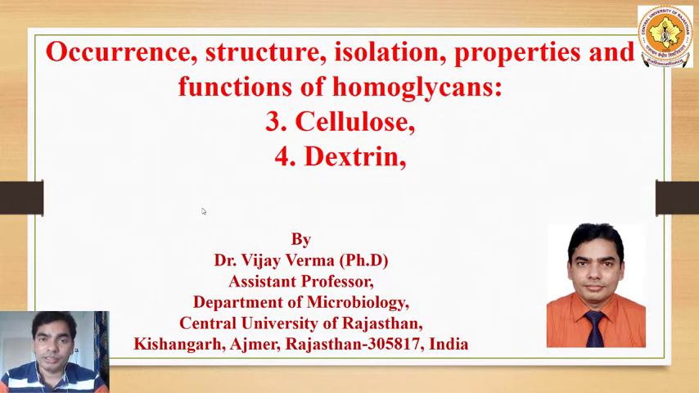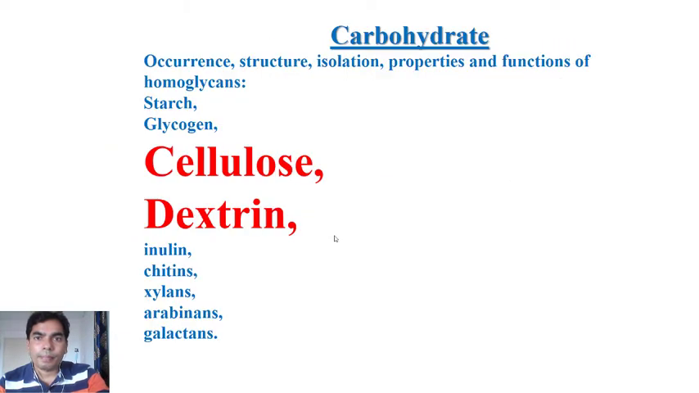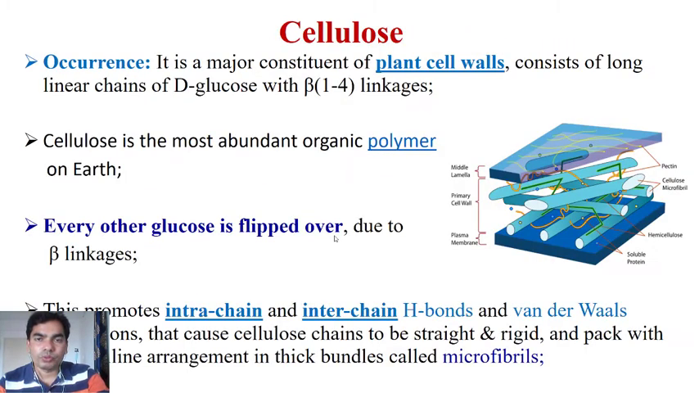One of the carbohydrates is cellulose, and the other one is dextrin. As we have already discussed starch and glycogen, right? So what is cellulose? Actually, that is mostly found in the plant cell wall, as we know.